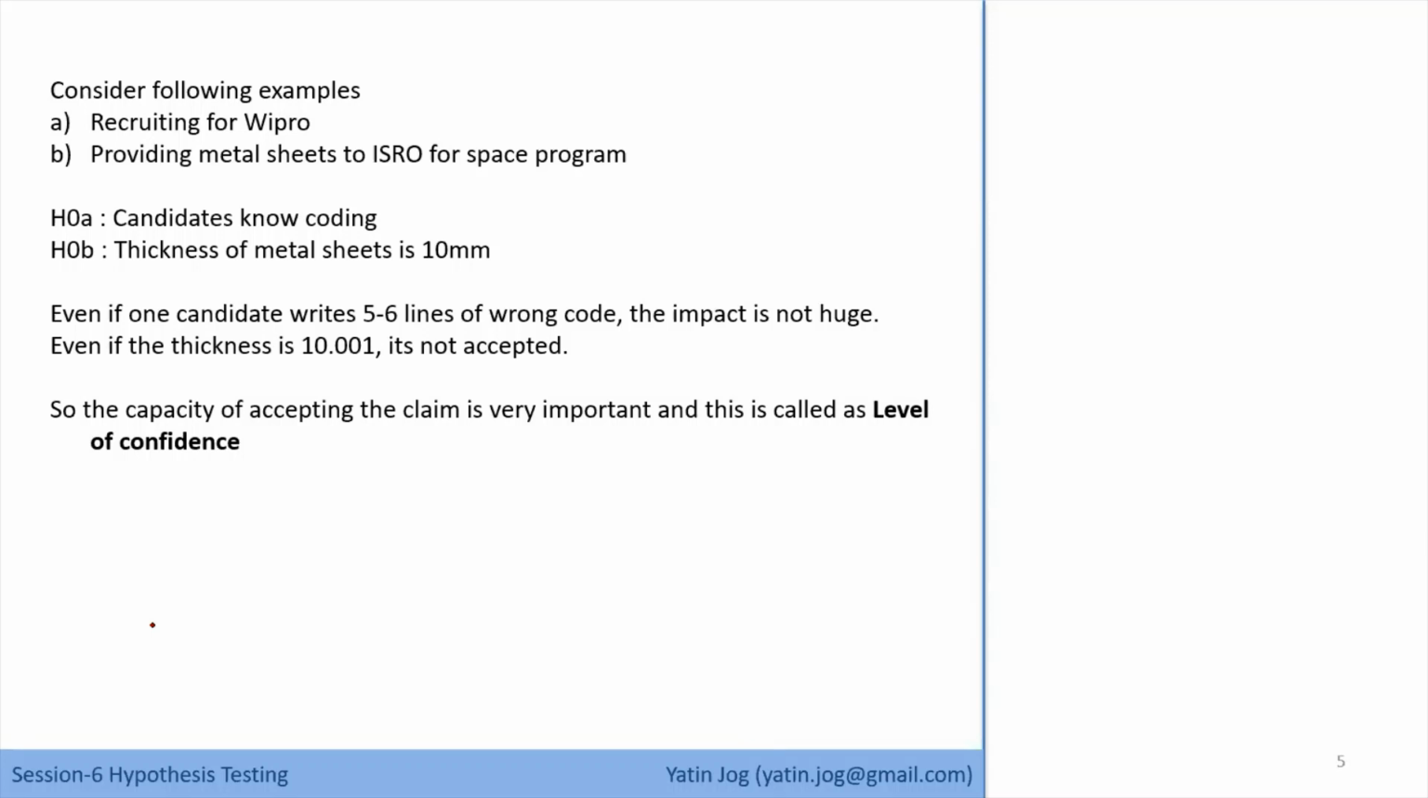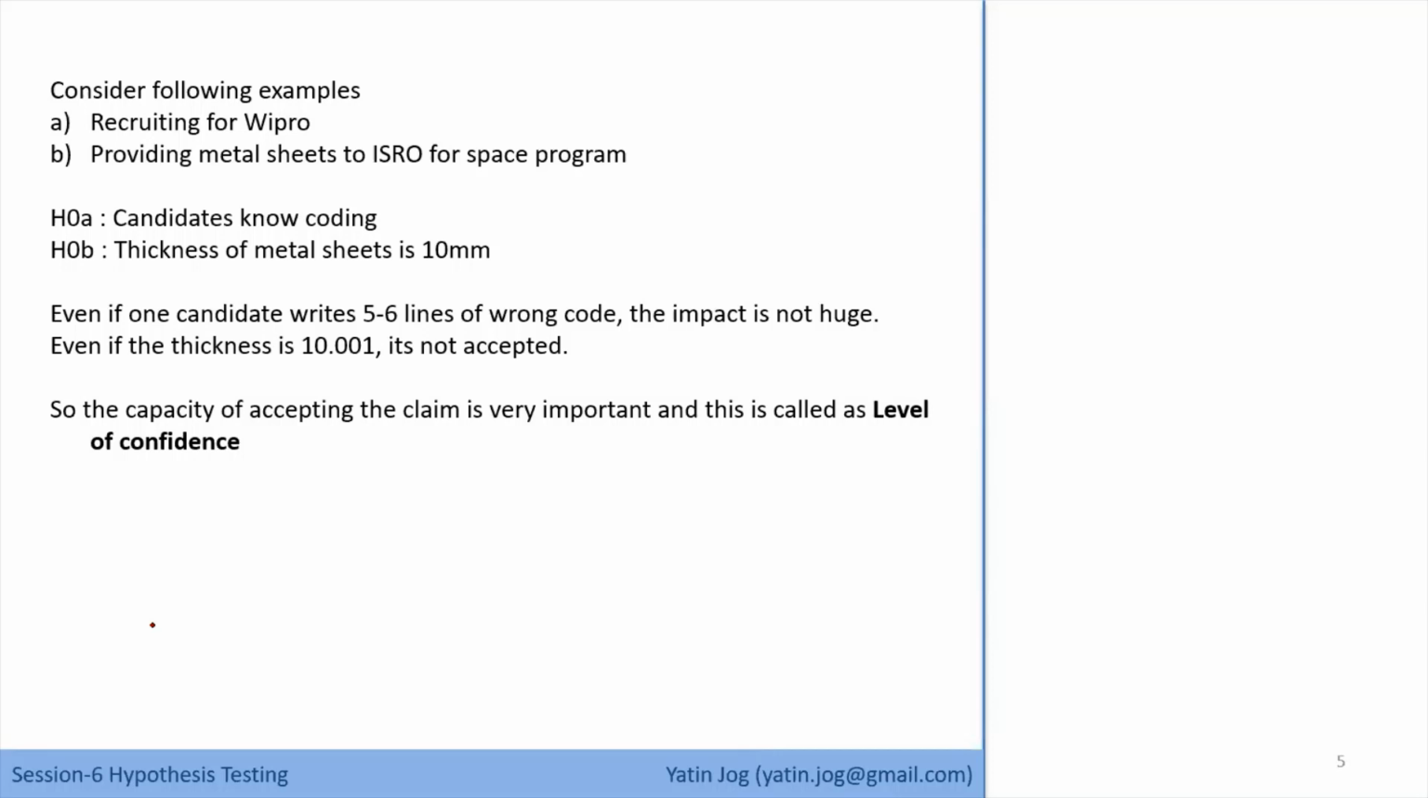And level of confidence is always related to the significance level. So if my confidence level is 95%, my significance level comes at 5%. If my confidence level is 90%, my significance level comes at 10%, and so on. So this is the basic meaning of confidence level.